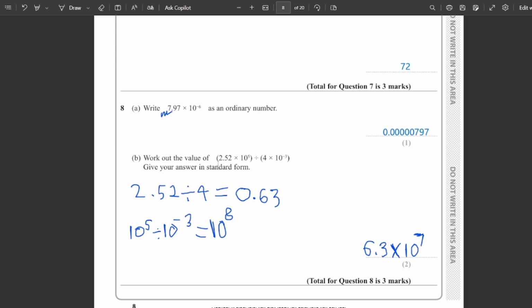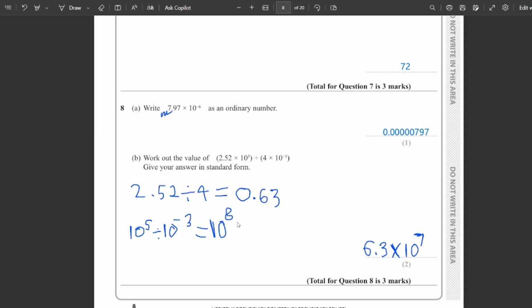And then we're asked to work out the value of 2.52 times 10 to the power 5 divided by 4 times 10 to the power minus 3. We're asked to give our answer in standard form. Well, to do this, you look at the regular numbers and then the times 10 to the power of numbers. Looking at the regular numbers, you do 2.52 divided by 4 to get 0.63. And then 5 and 10 to the power minus 3. Indices laws, dividing, you do 5 minus minus 3 equals 8.